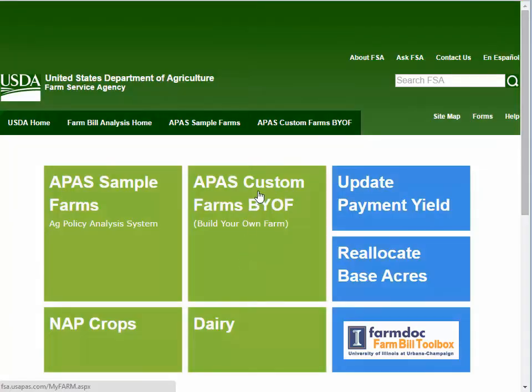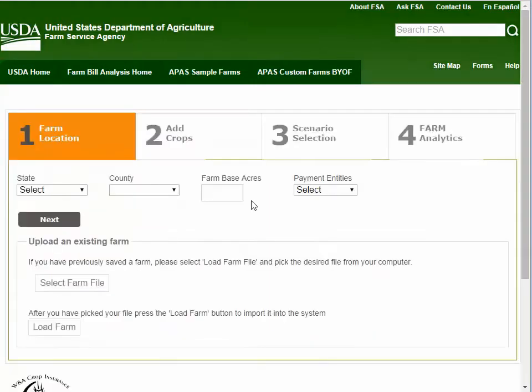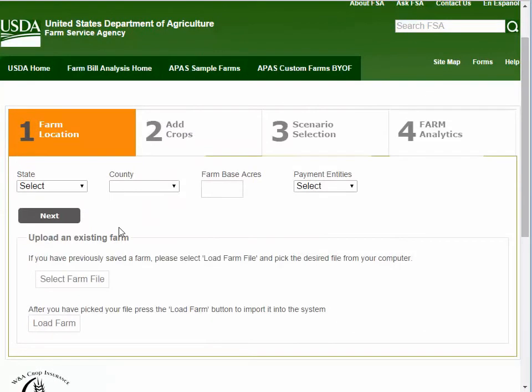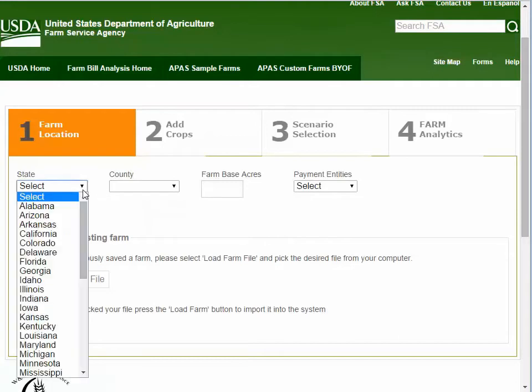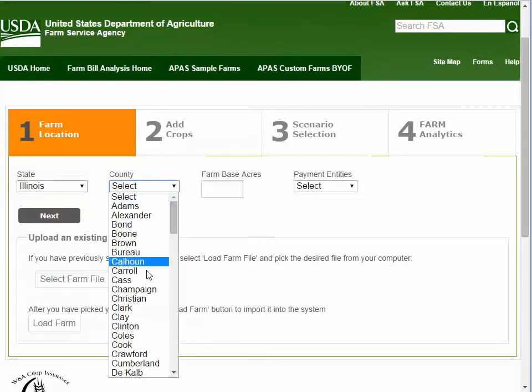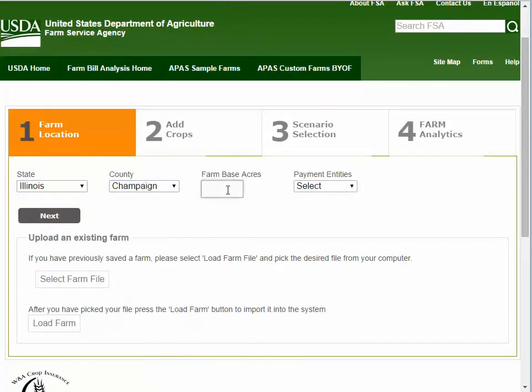I am now going to go into APAS Build Your Own Farm and show you how to do this, and I'm going to do this for a Champaign County corn example. You could do this for any county and any crop combination. Again, I just want to see if my price expectations would cause Ark County and PLC to differ from one another. So I'm going to select Illinois, Champaign County, and I'm just going to say that this farm has 100 base acres, and I'm going to say there's a payment entity of 1.